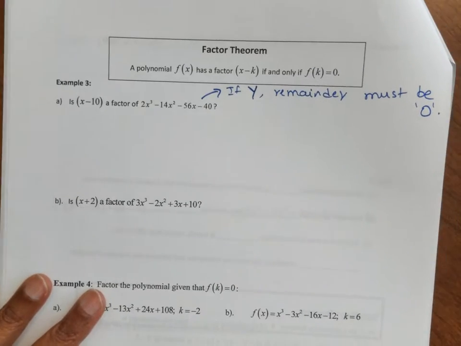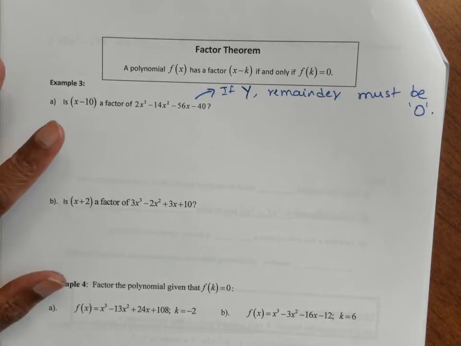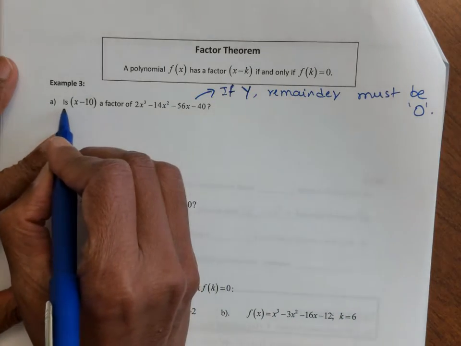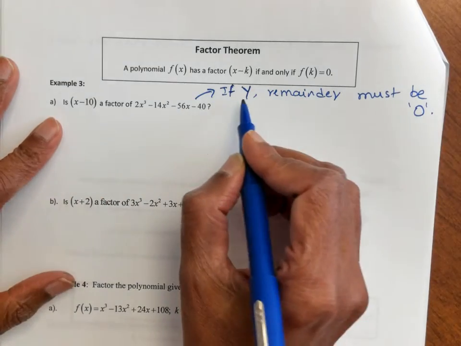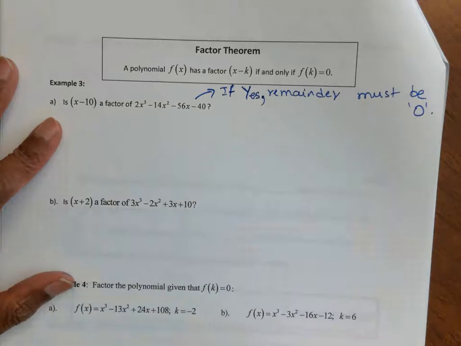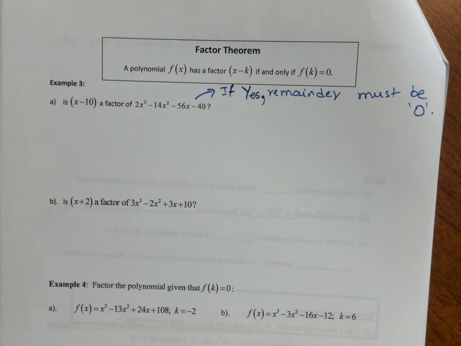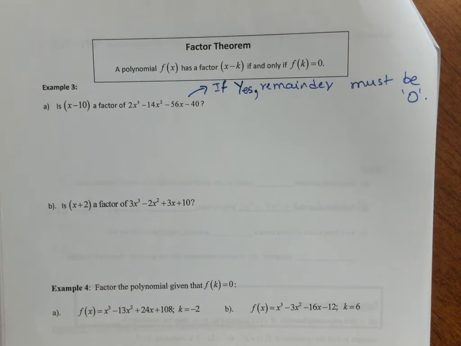Oh, I'm so sorry, you can't see that. So is x minus 10 a factor of this? If the answer is yes, let me just write yes, remainder must be 0. How do you test if something is a factor? If something is a factor, you try to divide and see if the remainder is 0. So how do you do this?